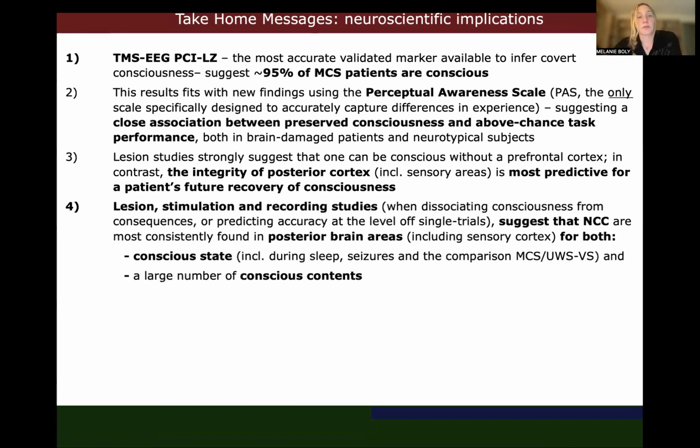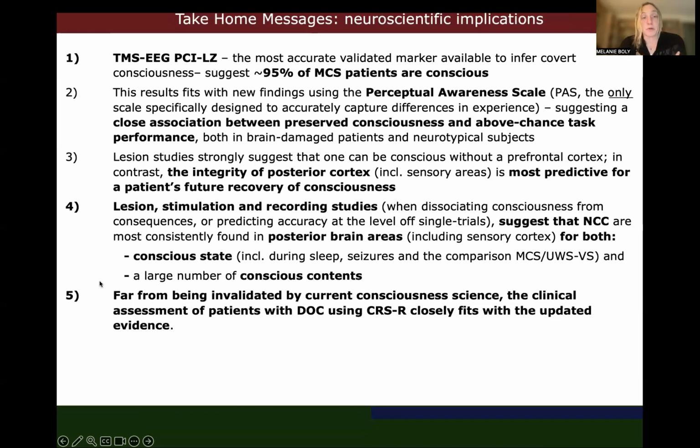And I also mentioned to you some stimulation studies for conscious content, recording studies, neuroimaging and also EEG, intracranial recordings, suggesting that the neural correlates of consciousness, for different kinds of conscious content, but also now for the duration of the experience, are most consistently found in posterior brain areas, including sensory cortices. And so this is true for both conscious states, I mentioned sleep and seizures, and then MCS versus VS, and a large number of conscious contents.